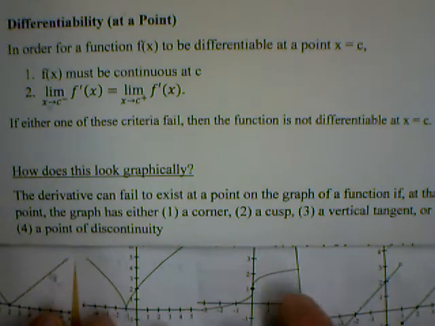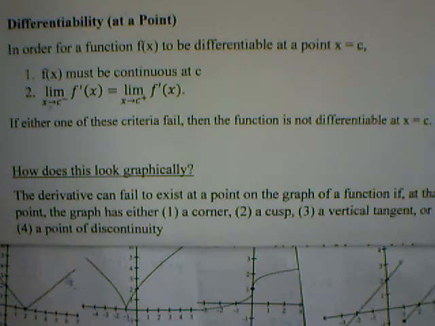All right. A derivative can fail to exist at a point on the graph if at that point the graph either has a corner, that's this right here, a cusp, a vertical tangent, or a point of discontinuity.